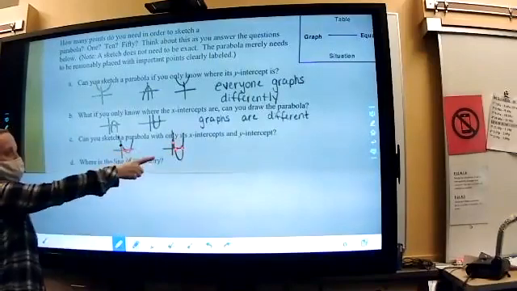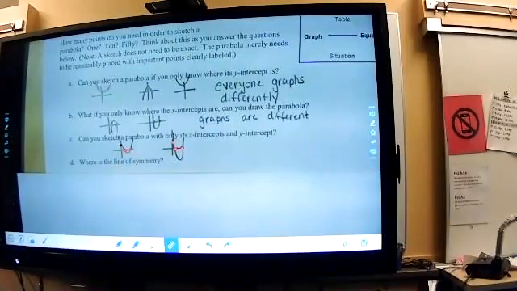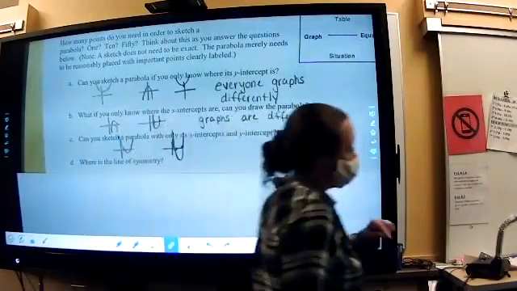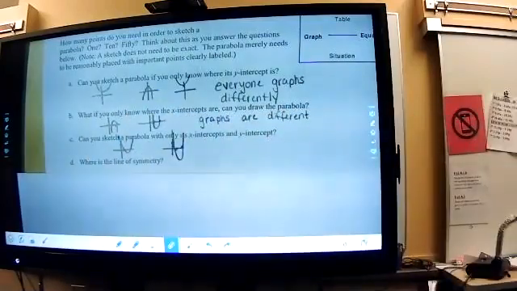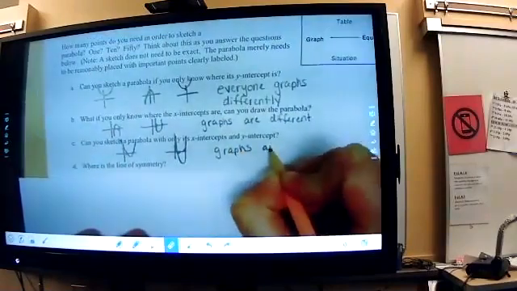But do I know how far down the vertex goes? No, that's why you need the vertex. You have to have the y-intercept, the x-intercept, and the vertex in order to do that. Oh, that's a lot of points. So again, graphs are different. You gotta have 4 points. Graphs are different.